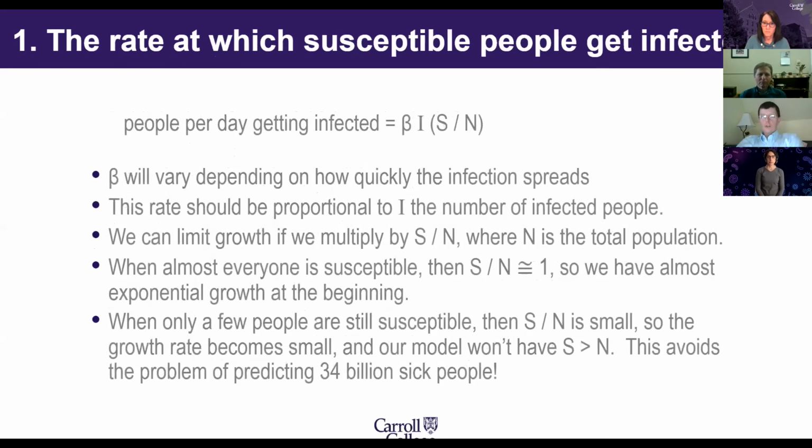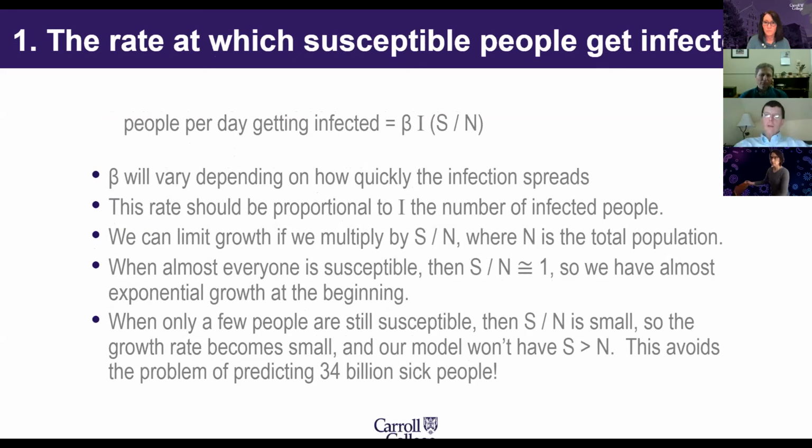So this is what those Scotsmen did 100 years ago, as they said, okay, we're going to need a constant in there, so we'll call it beta here, which is going to vary depending on lots of factors, the virulence of the virus, and then how people are interacting with each other. We'll talk about that more in a minute. And then, well, the rate at which people are getting infected should be proportional to the number of people who are sick. The more people who are sick, the more people are out there sneezing on other people. And so the bigger I is, the faster I will grow.